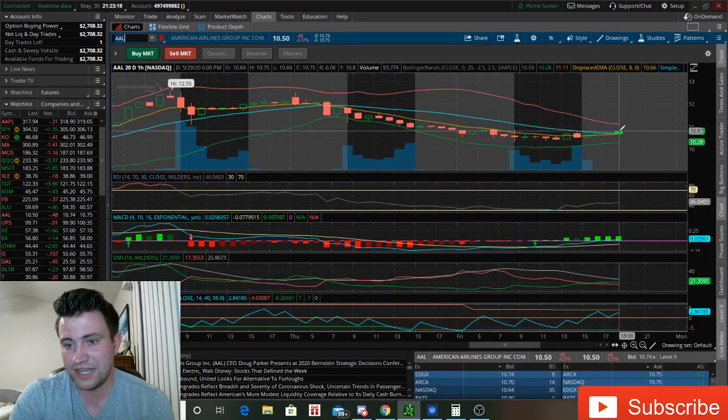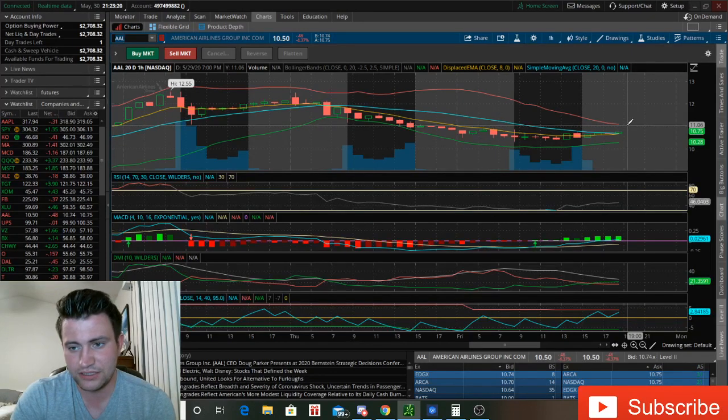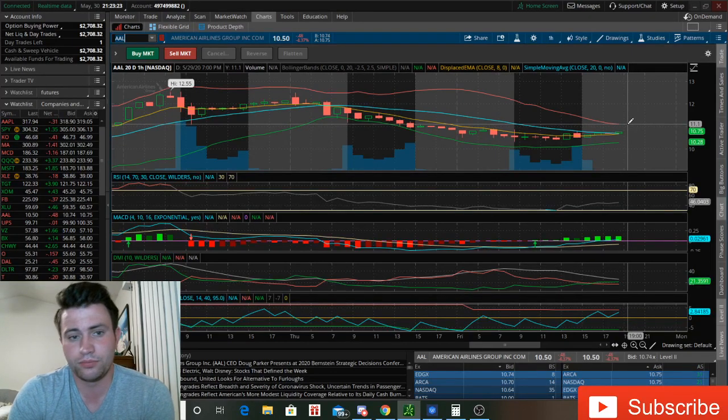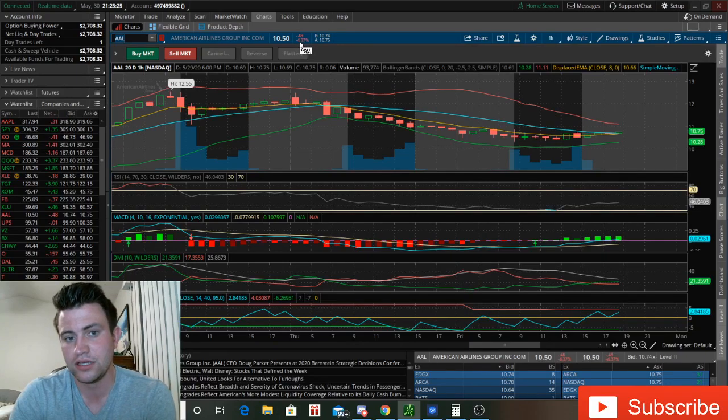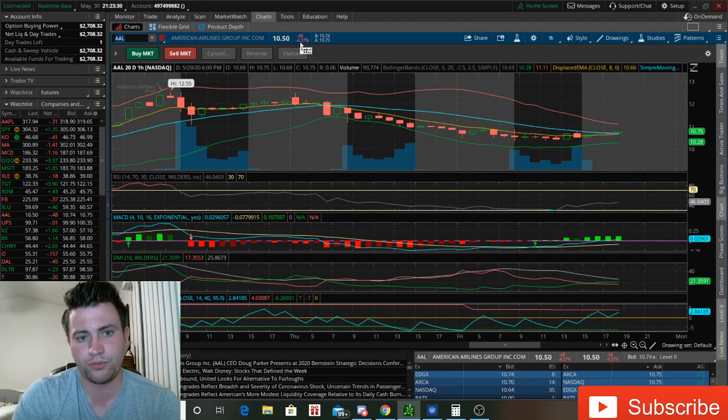And American Airlines actually has a little bit more room to run. I would like to see it. I probably would have held because it was still down heavily. But if you're more of a day trader, you just like getting in and out, you still would have made about 3% on that trade.